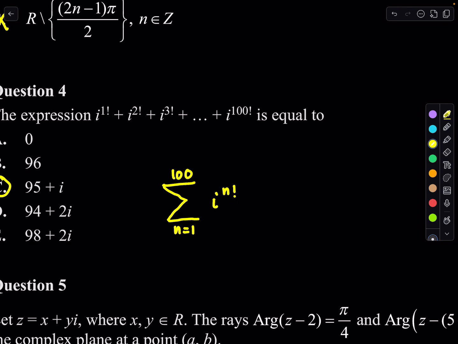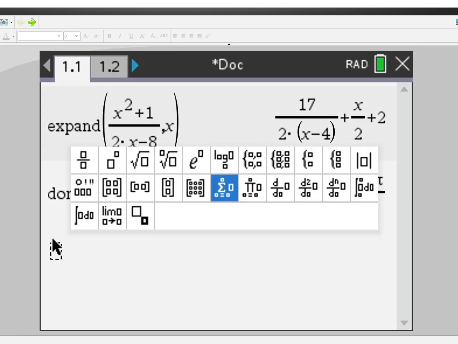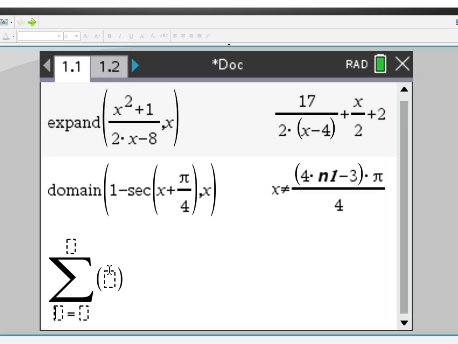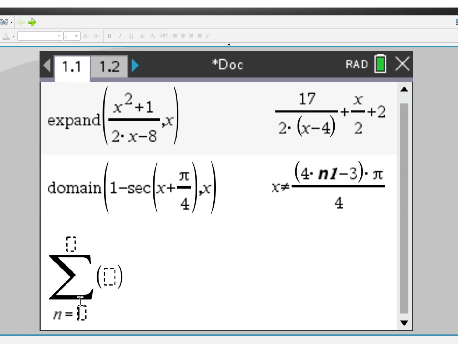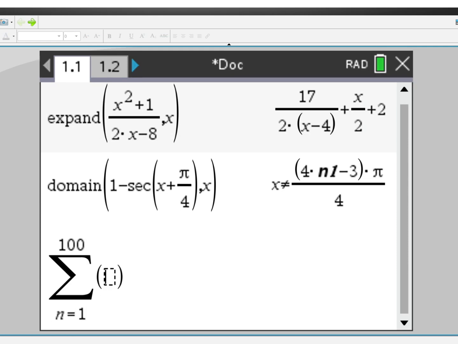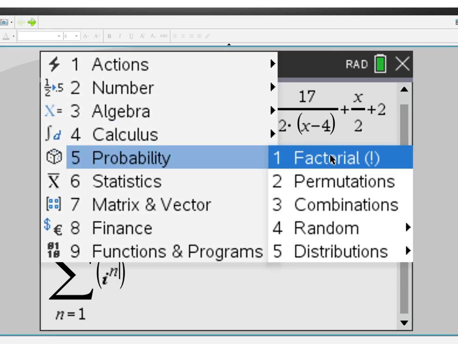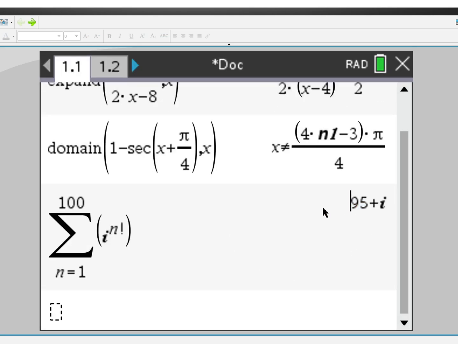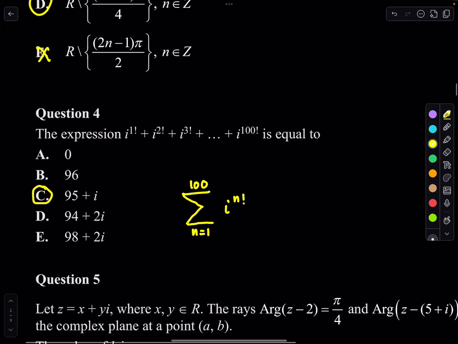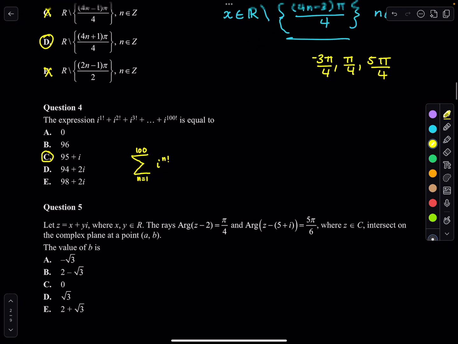So we can put this in our CAS, and our CAS will actually simplify it. Let's do that. So what we can do is press next to the book. We can go to the summation formula, n equals 1 to 100, i to the power of n factorial, which you can get by going menu, probability and factorial. And we can enter and we get the answer. Really, really beautiful right there. So there it is. All right. Let's go to the next question.